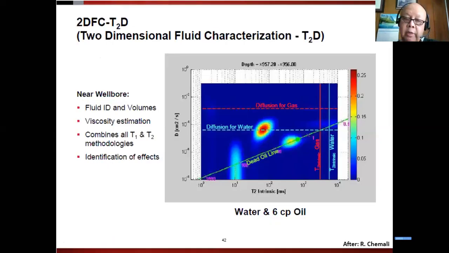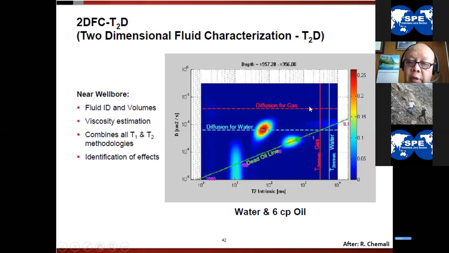Then we can still also use NMR for fluid characterization by doing a plot like this, T2 intrinsic versus diffusion plot. Here we have a dead oil line, a water line, and a gas line. When we plot the T2 versus the diffusion, if we fall on this line, it will be oil. If you are falling on this line, it will be water. And if you are falling on here, it's gas. As I mentioned earlier, the NMR tool has a better resolution than the standard logging tools. So even if the standard logging tool missed the hydrocarbon because of the thinly laminated sands, the NMR will be able to help us in identifying the fluid type.